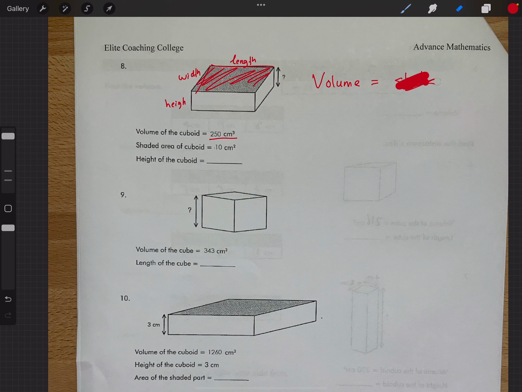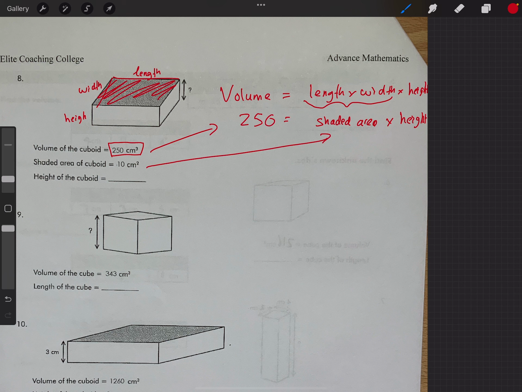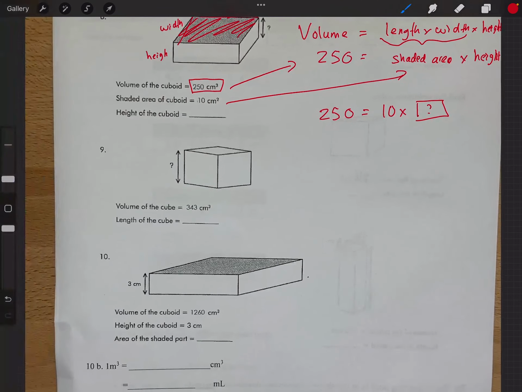Actually, let me just rewrite this. Length times width times height, which equals, now this becomes a shaded area, times the height. And the volume should be given to us as 250. And the shaded area is given to us to be 10. So that means that 250 is equal to 10 times something. Can you figure out what that something is?